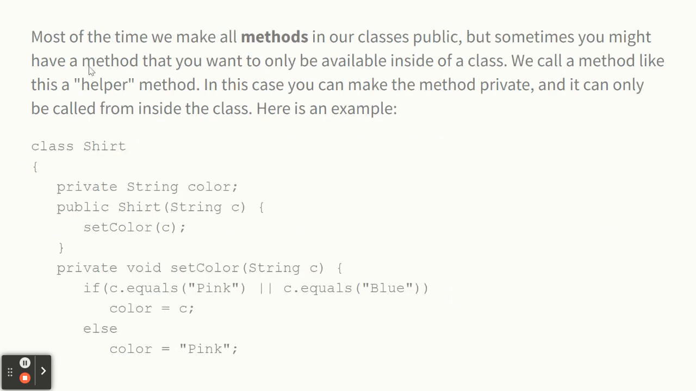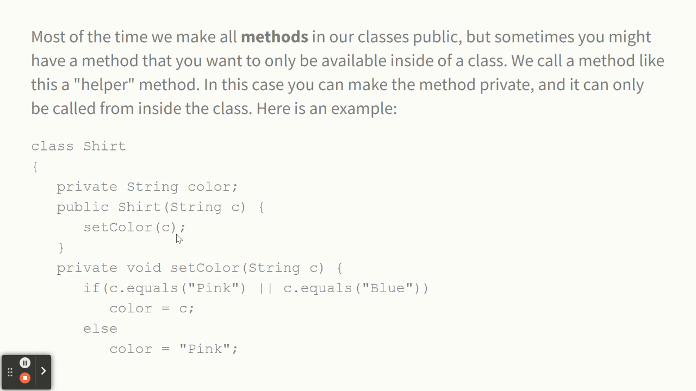So most of the time we make all the methods in a class public. Sometimes you might make a method private. You consider it like a helper method, one you're going to use inside the class. So this is an example of that. I moved that color checking code into a separate little method called set color. And so for this shirt, when you create a new shirt, it goes ahead and calls set color with the color that the user's trying to create the shirt with. And if it's not pink or blue, it sets it to pink. So it's limiting the colors to pink or blue.